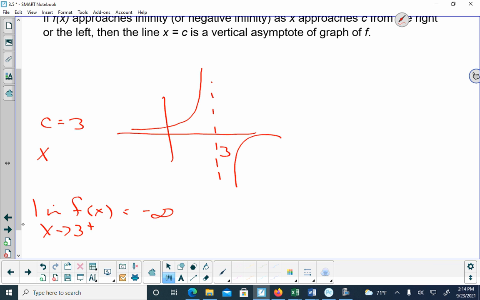And you did this last year and I think we've already talked about this year. My vertical asymptote, I have to write it as an equation. What is the equation of my vertical asymptote? X is equal to 3, right? Yes. Even if they're both going up, it's still a vertical asymptote.